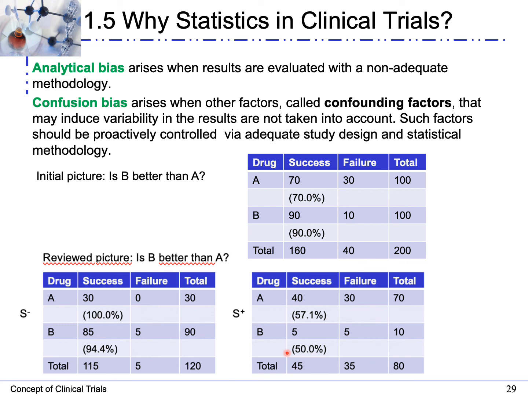Note that these results need to be considered carefully because the ratio of patients who receive drug A and drug B is quite different between the two biomarker status. So you have a ratio 1 to 3 here, and you have a ratio 7 to 1 here.